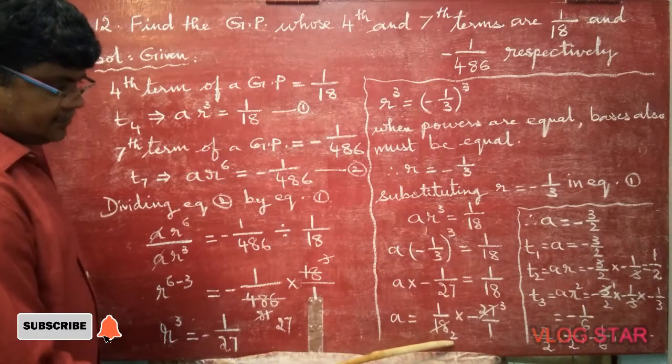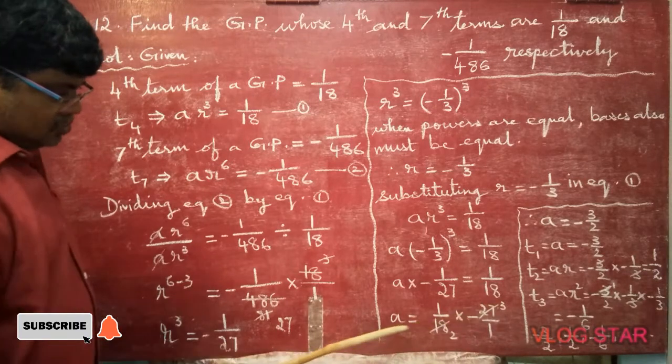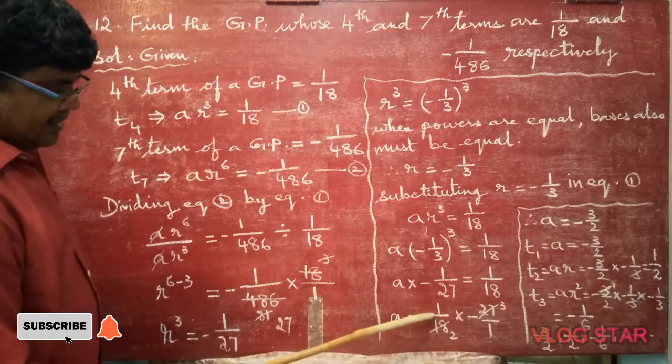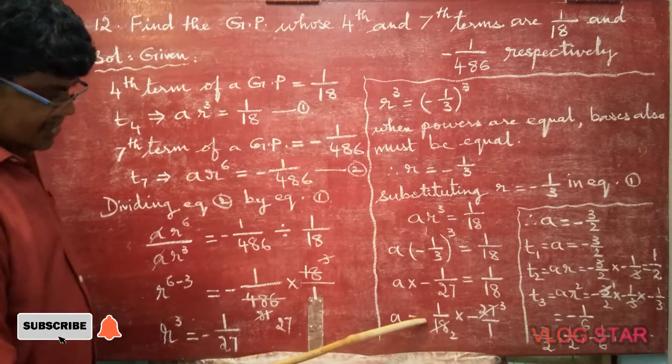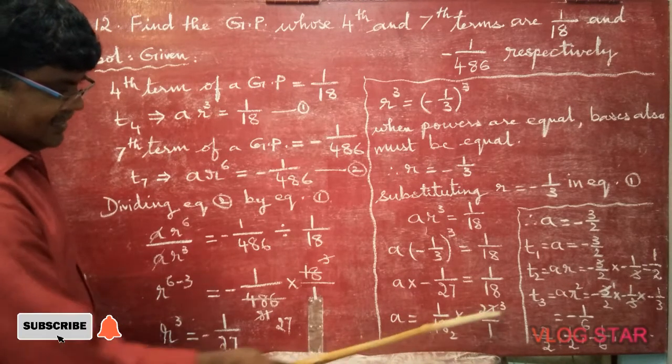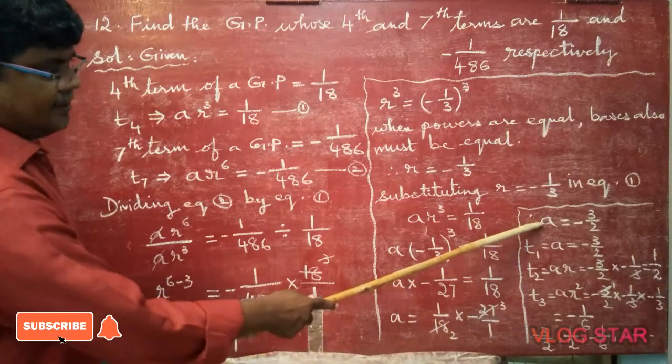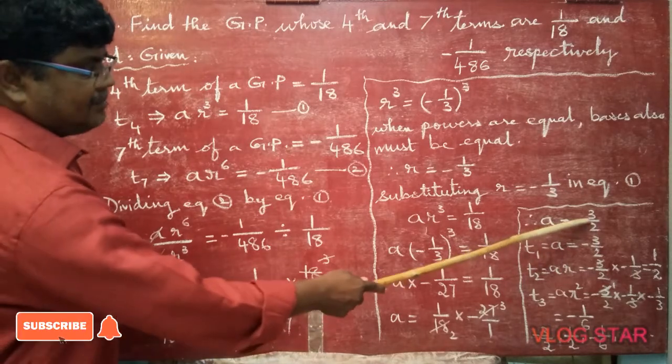So now the 9 table goes. 9 goes 2 times, 9 goes 3 times. So what is the value of a? Plus into minus. Here nothing is there, means plus. Plus into minus is minus 3 by 2. So a is equal to minus 3 by 2.